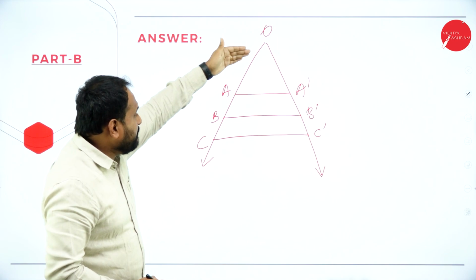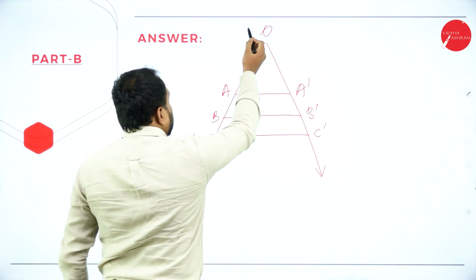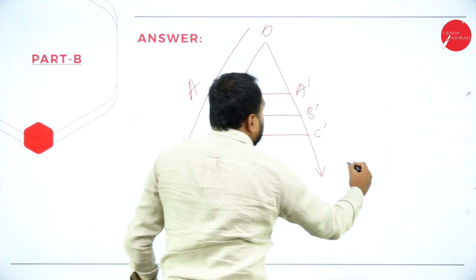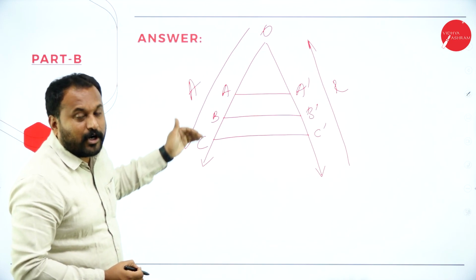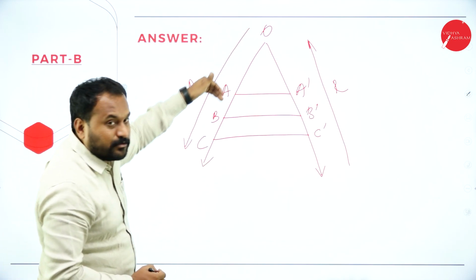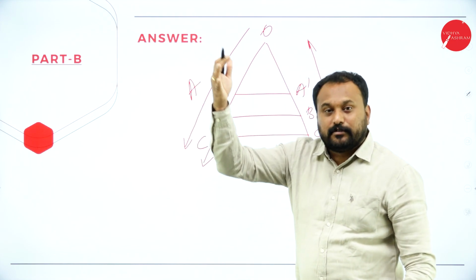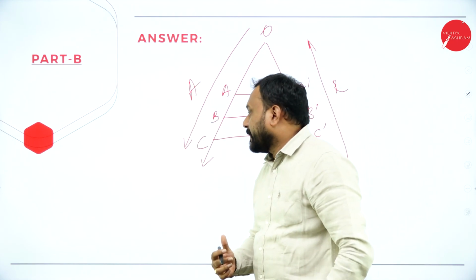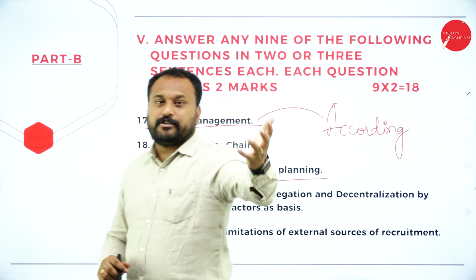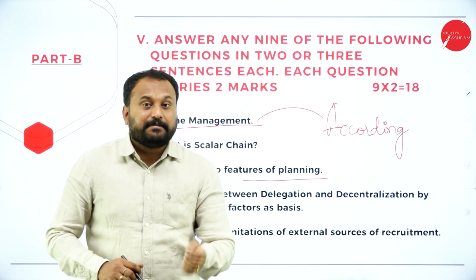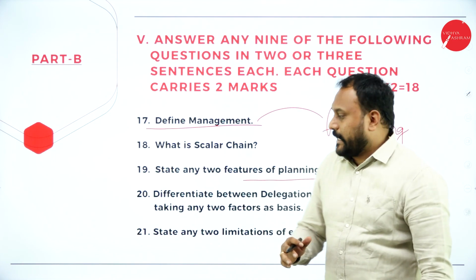Now, below O, how many people are there? Those many people are there. The communication which happens, from here to here the authority flows. From here to here the responsibility flows. The communication from the top to the bottom, or from wherever it starts to the bottom, that chain without breaking is called scalar chain. From the top to the bottom, that is called scalar chain. Now, state any two features of planning. Planning is all about what? Future course of action. Planning is continuous. Planning aims at goals. Planning uses optimum utilization of resources. So, any one feature you can write here.